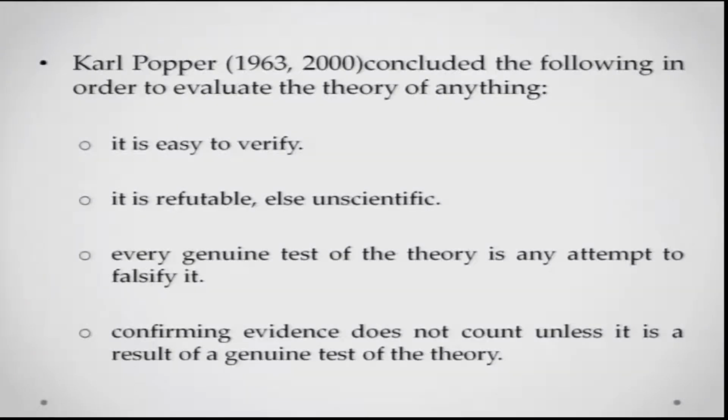Karl Popper talks about the attributes of a good theory, or how you evaluate a theory. He gives us a few points. He says that a theory should be easy to verify. So, if I say that the sun rises in the east, you can quickly turn your head towards the east and see whether the sun is rising from there or not. It should be very easy to verify.